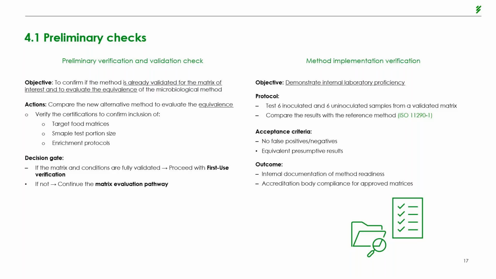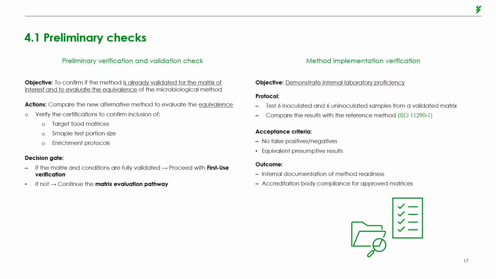Pilar has highlighted the importance of this stage of the enrichment. If our matrix and conditions are included, meaning validated, we can proceed with the first use verification of the alternative method. Otherwise, we must evaluate the target matrix. On the other hand, the competence of the laboratory for the implementation of the alternative method must be demonstrated. To do this, it is necessary to analyze inoculated and uninoculated samples from a validated matrix and compare the results with those of the reference method.